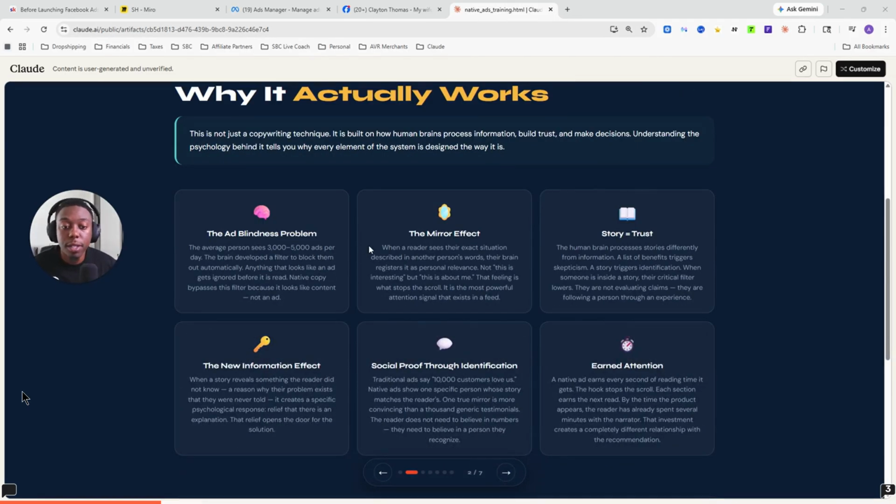So this is to my point. There are going to be new scripts, new prompts that we use to create copy. But if you understand the core principles here, you'll always be able to make good copy.